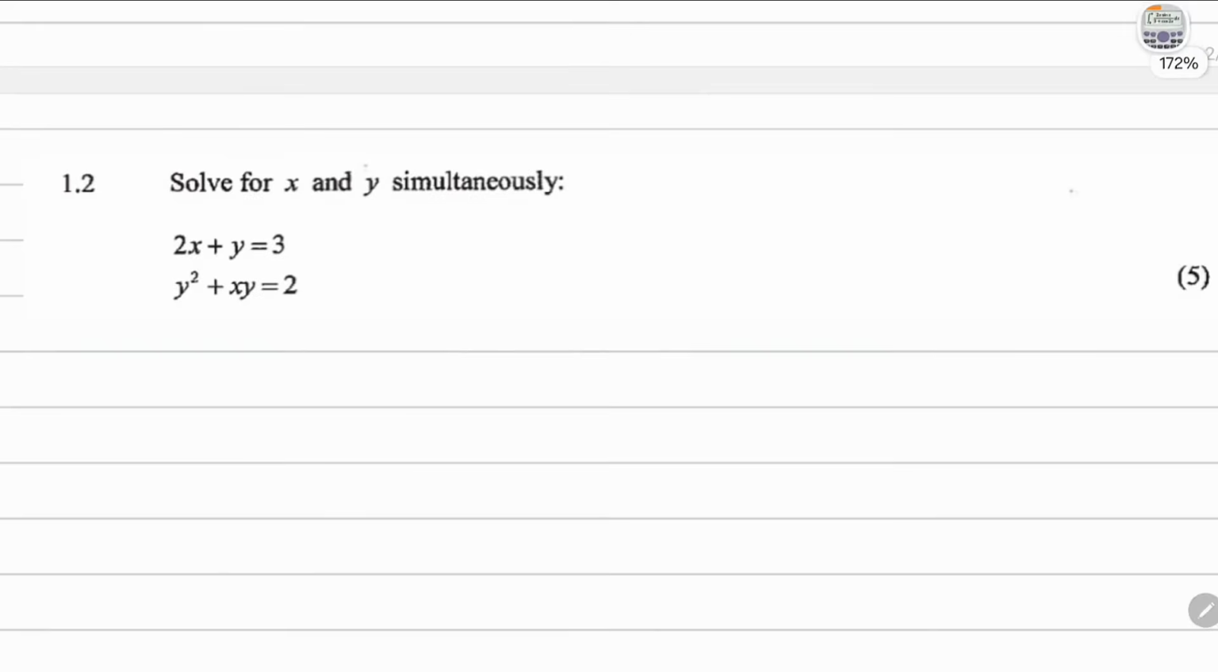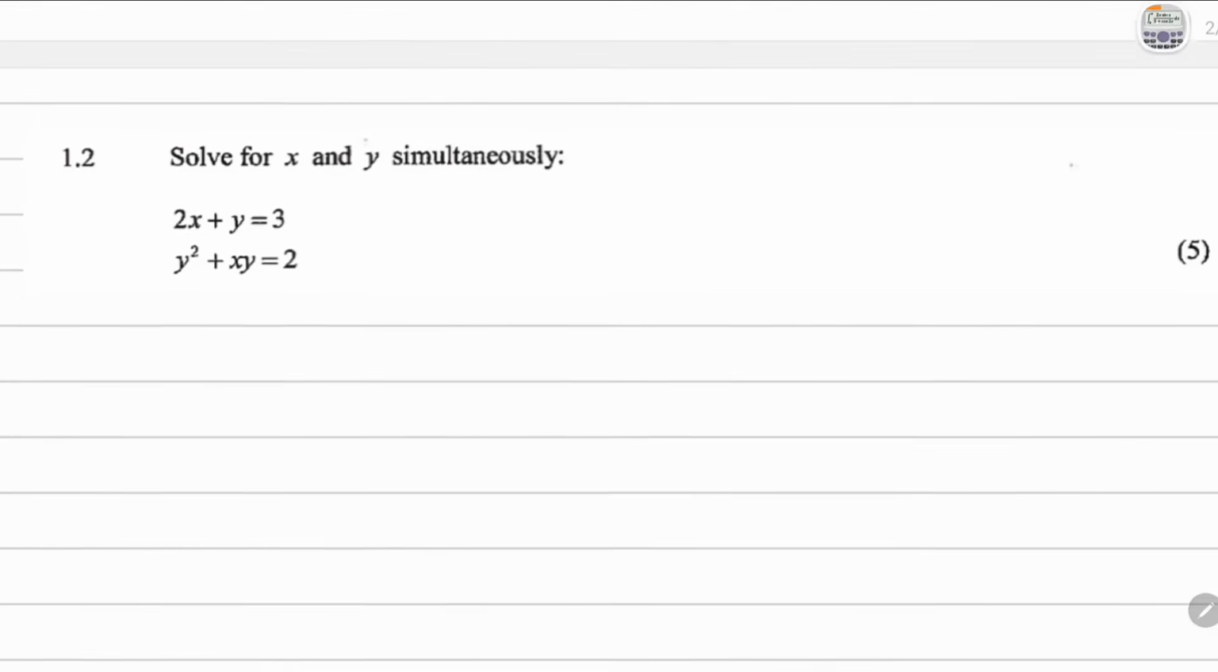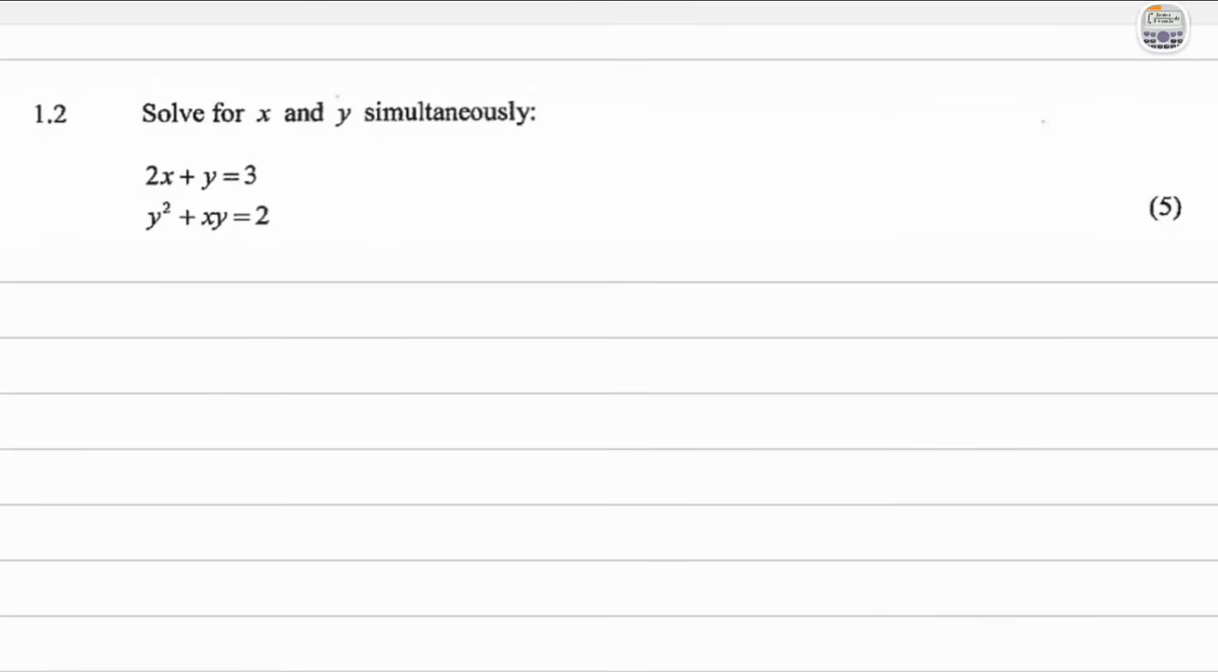The next question, 1.2, is a simultaneous equation. We have to solve for x and y when we are given these. Okay, they gave you a linear one. Great, that's like the easiest one they can give you.